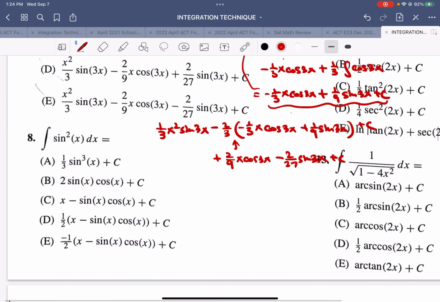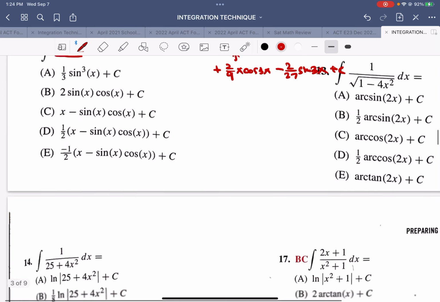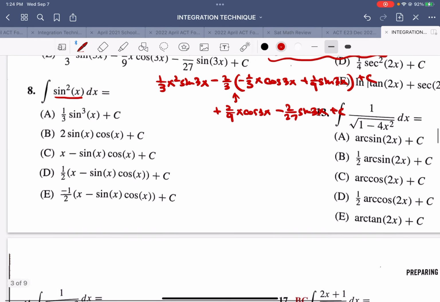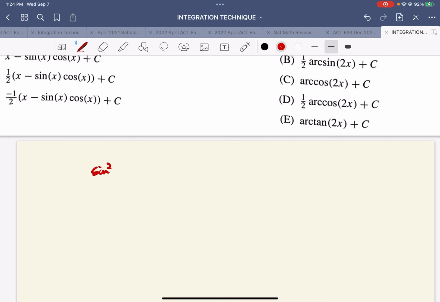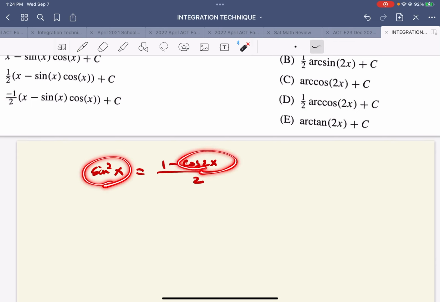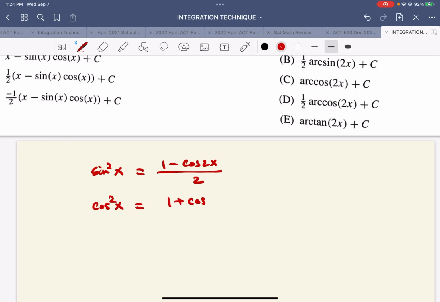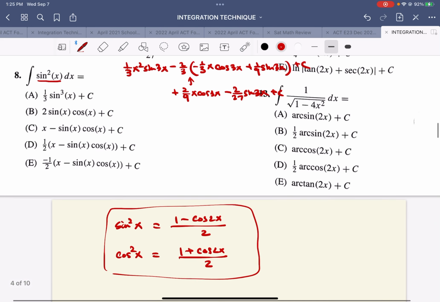Number 8. So this one, since you have a square here, we're going to use a power reducing formula. What is a power reducing formula? I want you to memorize it. So the power reducing formula is sine squared x is 1 minus cosine 2x over 2. So it used to be second power here, but now only first power. We call it power reducing, or you can say half angle formula. Cosine squared x is 1 plus cosine 2x over 2. So those two you need to memorize.